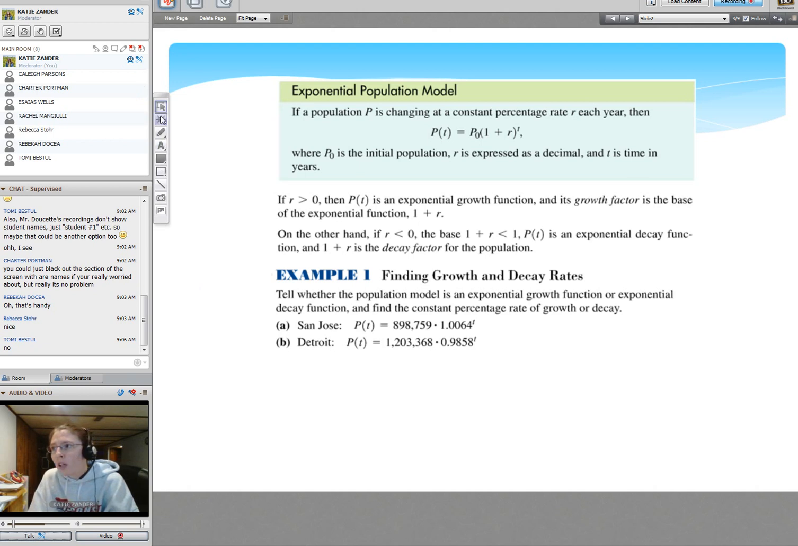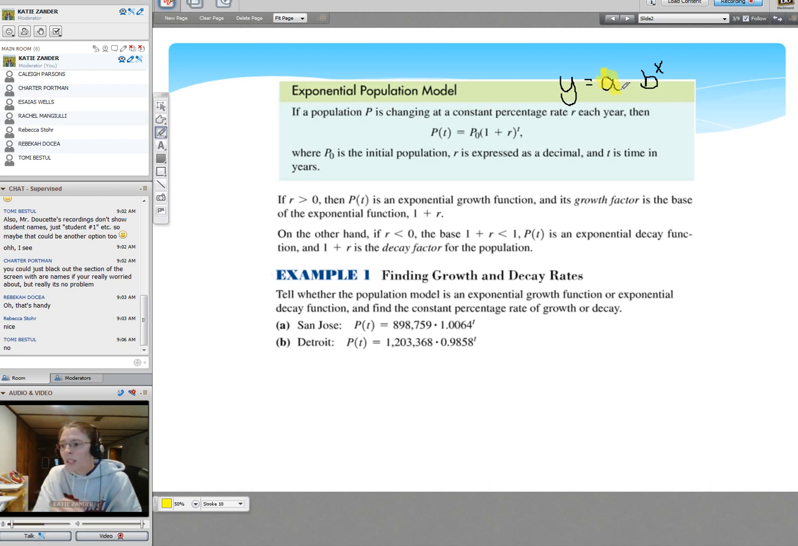The formula that we use is very similar to the exponential function that you saw in 3.01. In 3.01, remember they give you the formula y equals a times b to the x, where a was your initial value, b was your base, that's what you're multiplying by each time to get to the next term, and x was the number of terms, so how long you were doing it for.